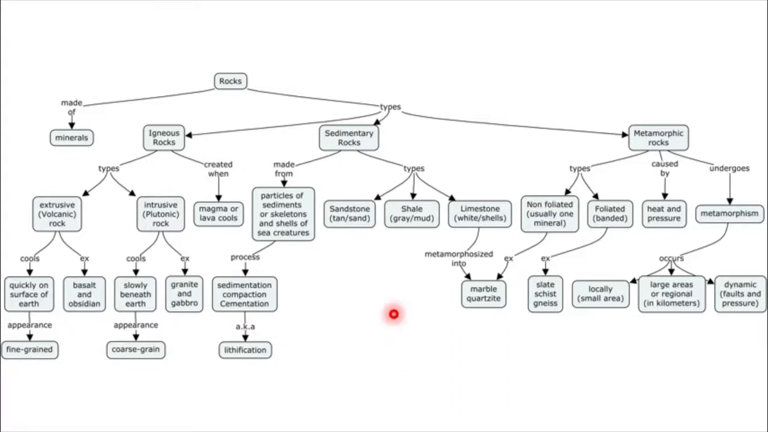So this is the conceptual summary about rocks.